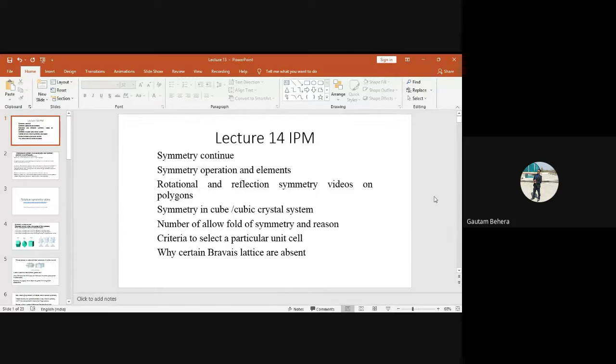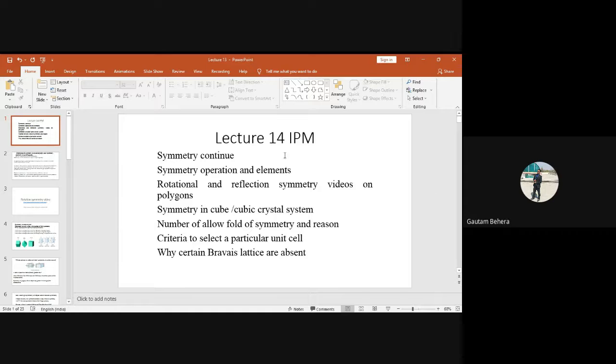So this is lecture number 14 of Introduction to Physical Metallurgy class. And today we'll again stick with this same topic, that is symmetry in crystals. Right? So this is again a very important topic. And in the previous lecture, we have started this one with a lot of examples. Again, I'll show you some interesting things today. I'll show you a video also to make things clear.